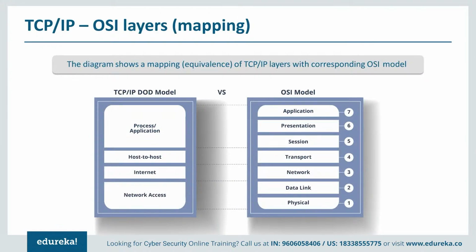TCP/IP. The only difference is the top layers will be converted into a single one. This is the regular TCP/IP model. The data link layer and the physical layer are combined into a single network access layer. And the OSI model network layer will be called the internet layer, and the transport layer will be host to host. And the top three layers, application, presentation, and session, will be combined and called the process layer or application layer. This is the difference between TCP/IP and the regular OSI mapping.